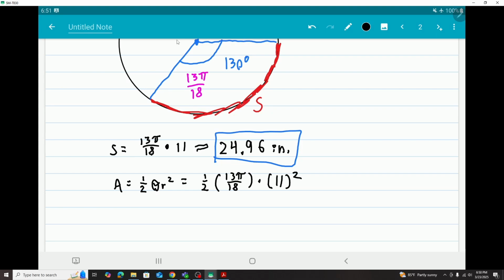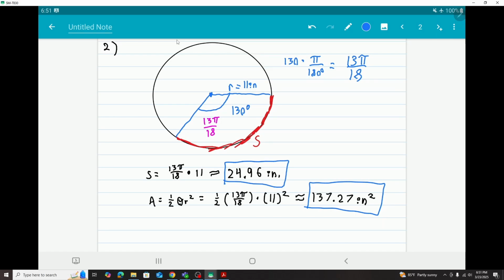All right, and same story as last time. Just put this in the calculator. And what we get is 137.27, and then we have to be sure that our units are inches squared. This is an area of something, so its units are going to be a square.